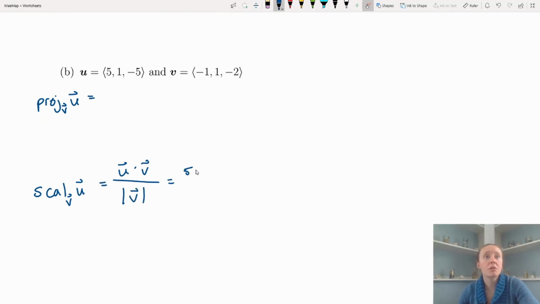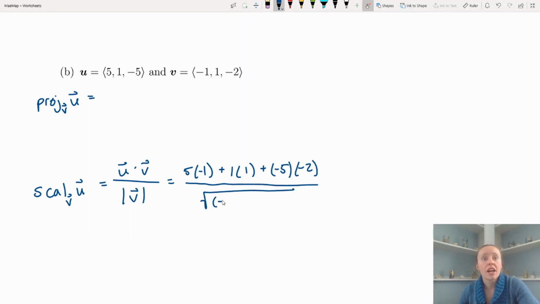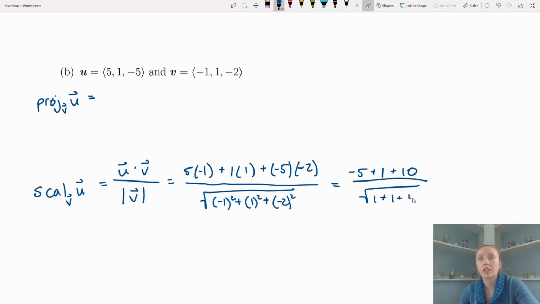U dotted with v will be 5 times negative 1 plus 1 times 1 plus negative 5 times negative 2, and that's going to be all over our magnitude of v, which is the square root of negative 1 squared plus 1 squared plus negative 2 squared. So if I'm to simplify this down, 5 times negative 1 is negative 5, plus 1 times 1 is 1, plus negative 5 times negative 2 is a positive 10, and that's all over the square root of 1 squared, which is 1, plus 1 squared, which is 1, plus negative 2 squared, which is going to give us 4.